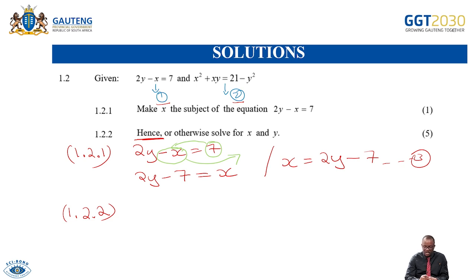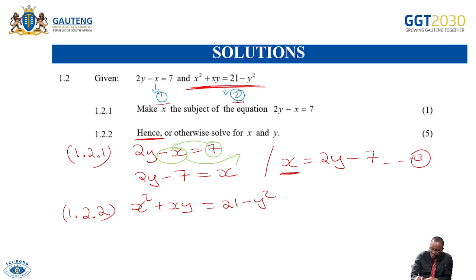Then what is going to happen there? We know already that equation 3 is x is equal to 2y minus 7. What does it mean? It means that in equation 2, where we see x, we're going to substitute 2y minus 7. So now equation 2 is x squared plus xy is equal to 21 minus y squared.